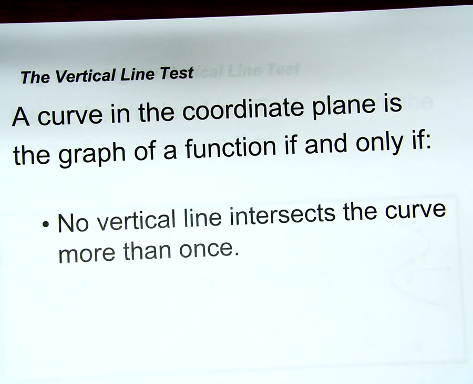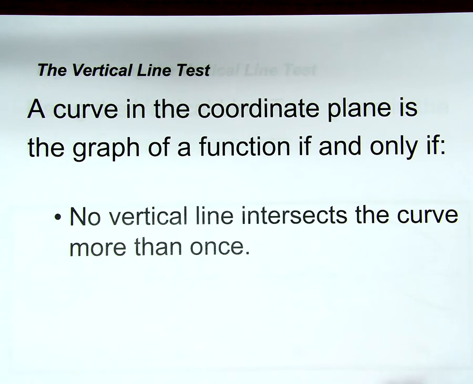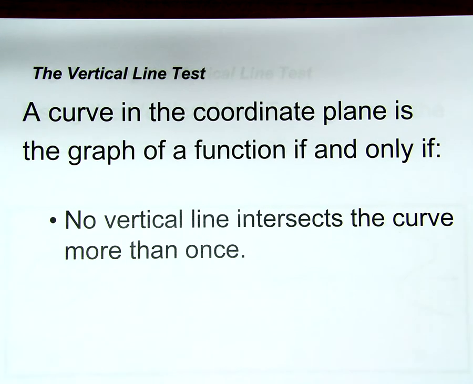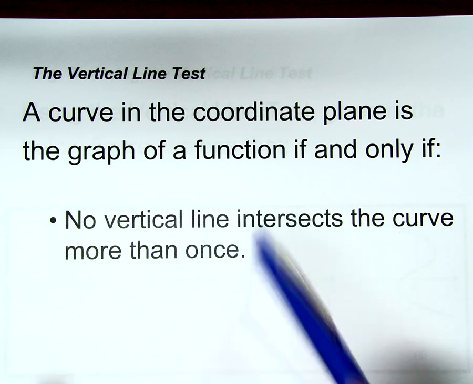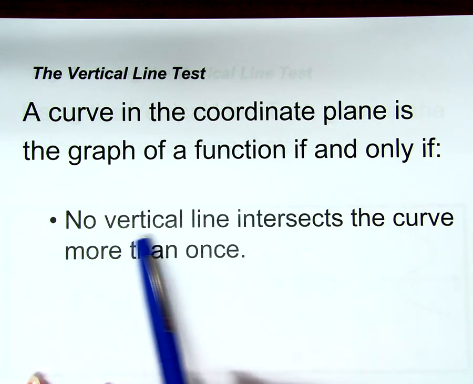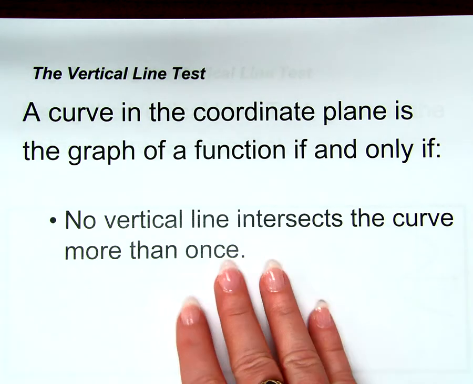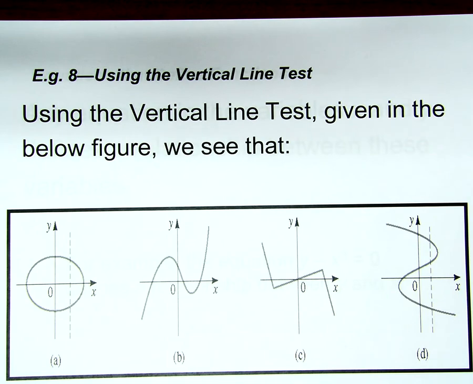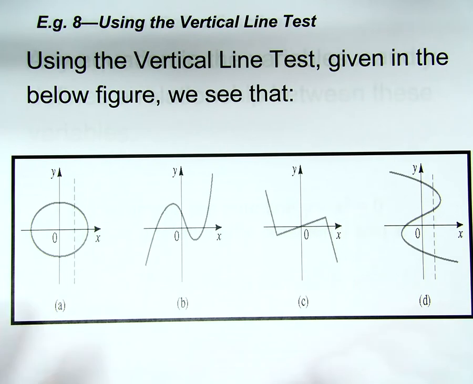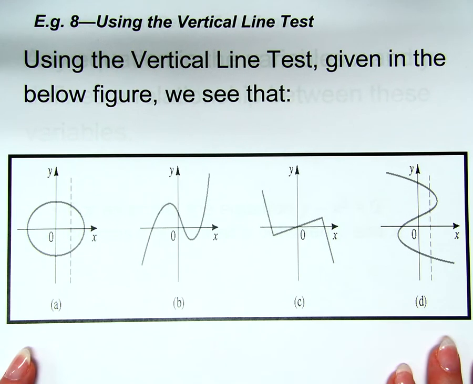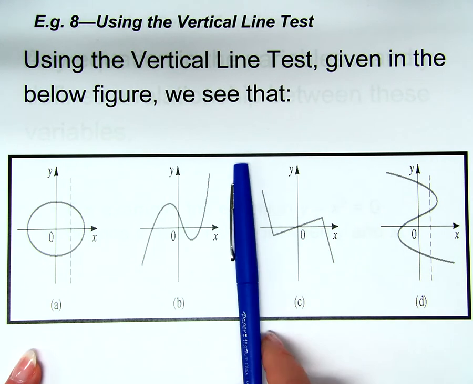Now, vertical line tests will help us know if something's a function or not. Okay? So first of all, a curve in the coordinate plane is the graph of a function if and only if no vertical line intersects the curve more than once. So what we need to be able to do is look at graphs like this and decide if they are functions or not. It's basically a yes or no question. Is it a function or not? And we can use the vertical line test. A lot of people call it the pencil test.